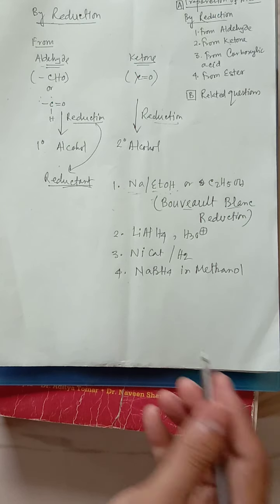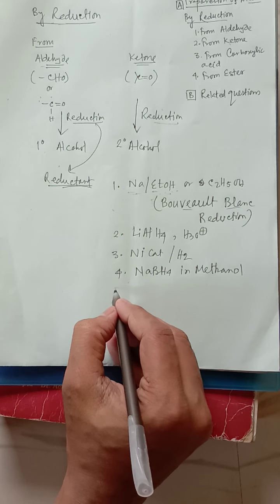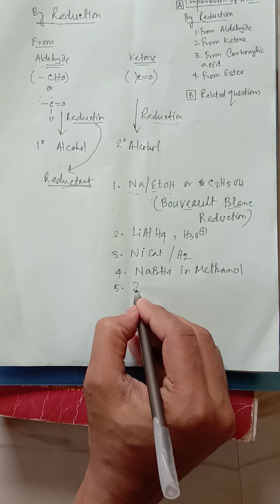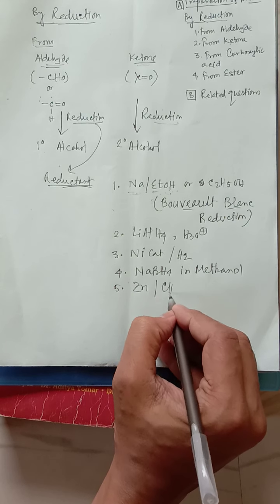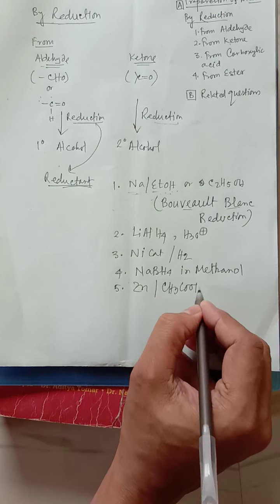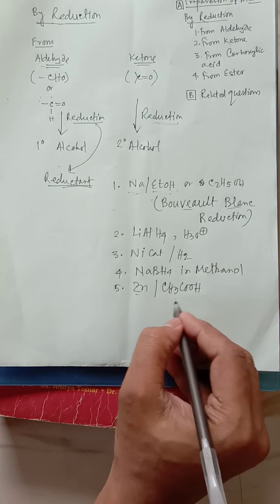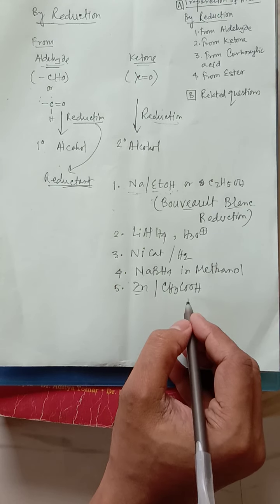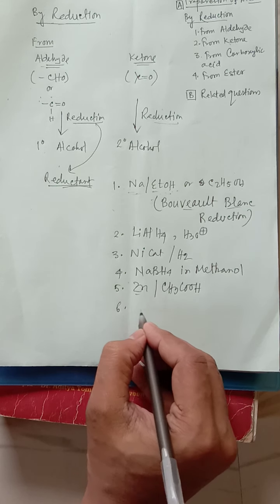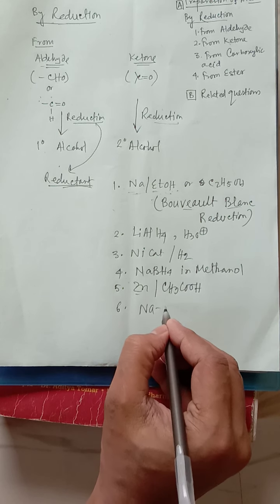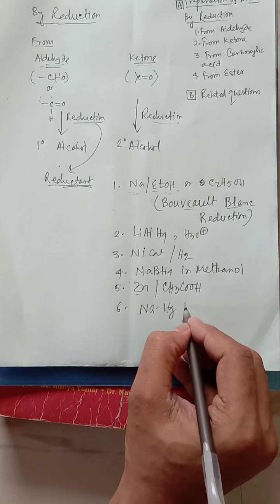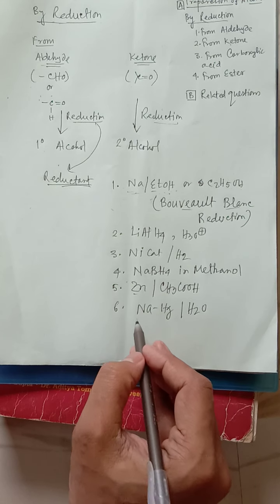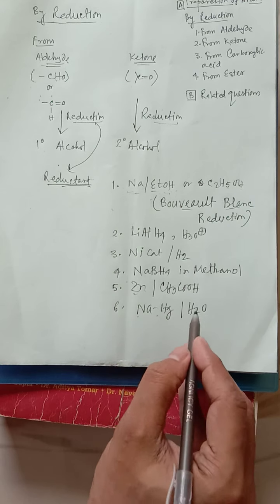Methanol or ethanol we may write, no problem. So it is another one. Now it may be Zn/CH3COOH. That means zinc and acetic acid. CH3COOH means acetic acid. Zinc in acetic acid medium. It may be NaHg/H2O. NaHg means it is the amalgam. That means it is sodium amalgam with water.